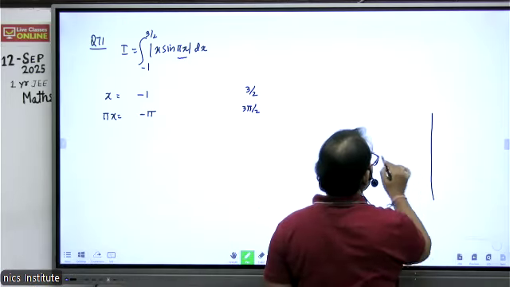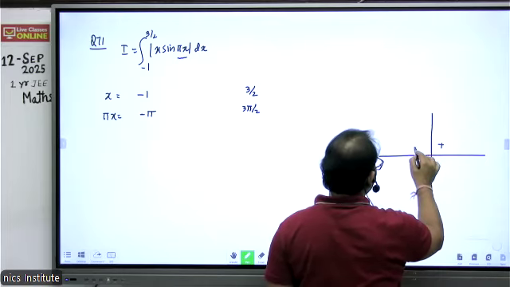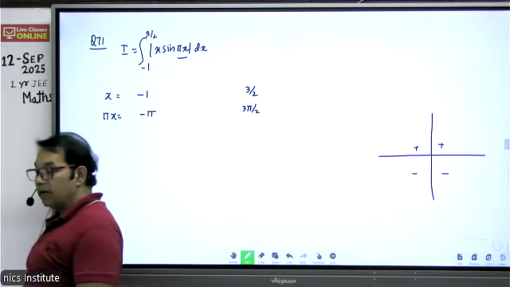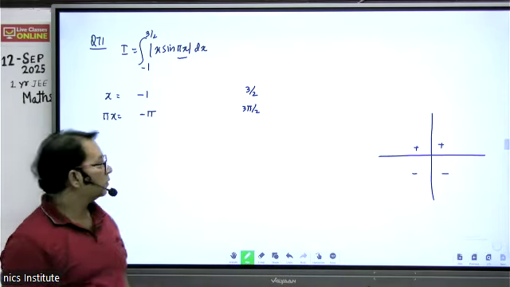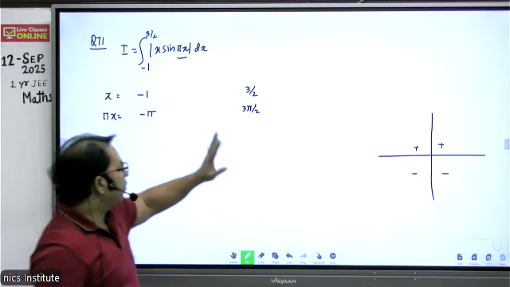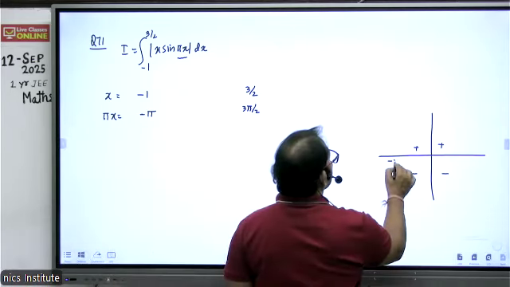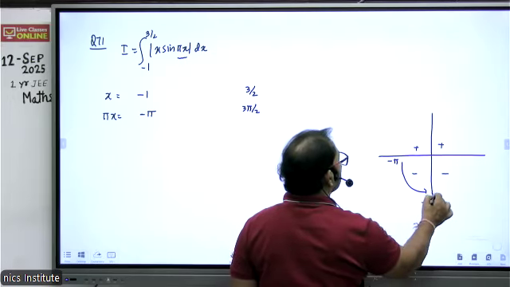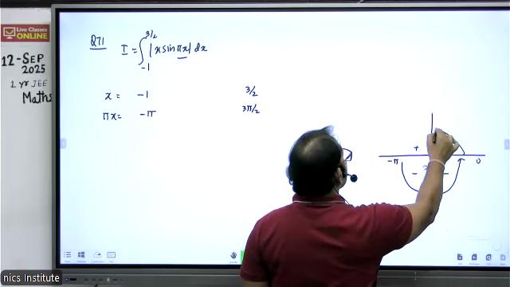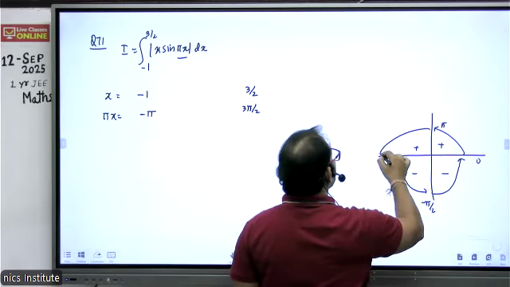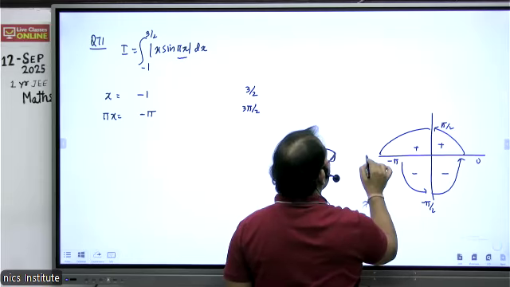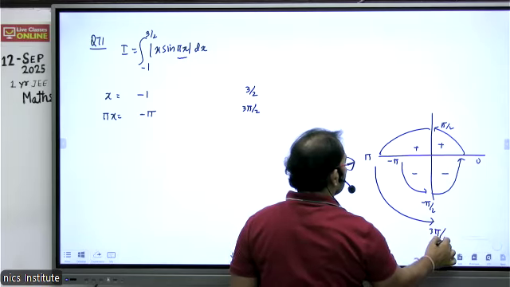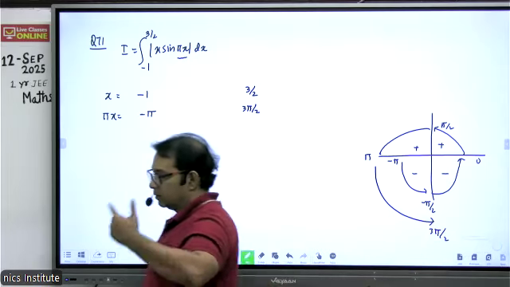Look at the quadrant, because sine pi x is positive in two quadrants and negative in other two quadrants. Sine is positive in first and second, negative in third and fourth. Minus pi to 3 pi by 2. Minus pi is this. So we move from minus pi to minus pi by 2, then pi by 2 to 0, 0 to pi by 2, pi by 2 to pi, and then pi to 3 pi by 2. So this is how you break the limits.